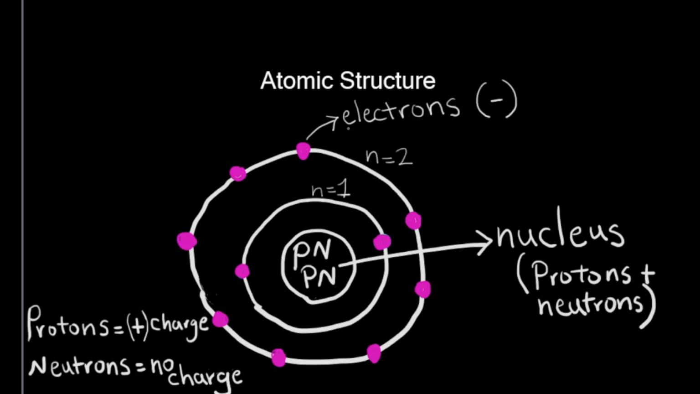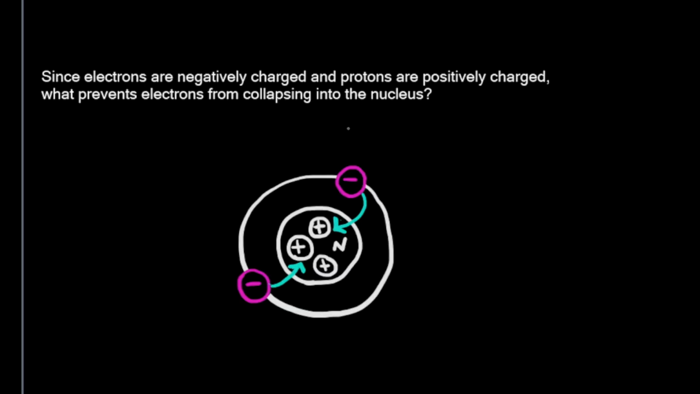So now that you are more familiar with the structure of an atom, I have a question for you. Since electrons are negatively charged and protons are positively charged, what prevents electrons from collapsing or falling into the nucleus? There are a couple of reasons why electrons do not collapse or fall into the nucleus. Electrons only exist at their appropriate energy levels. Let's go over each reason, just briefly.